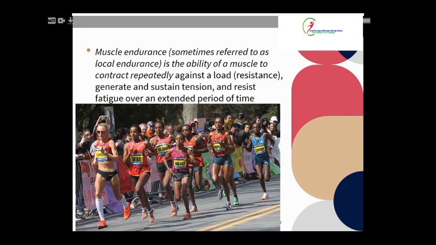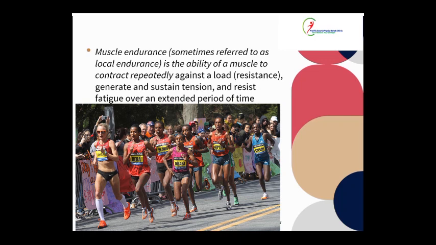So muscle endurance, which is sometimes referred to as local endurance, is the ability of a muscle to contract repetitively against a load or resistance. It generates and sustains tensions and resists fatigue over an extended period of time.